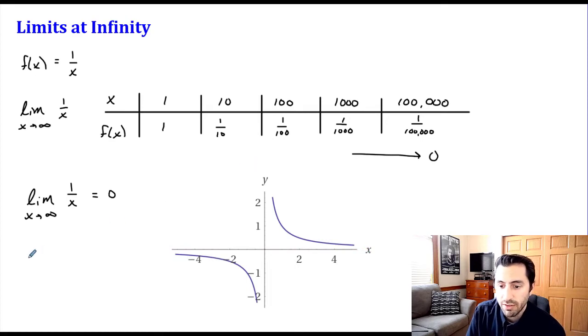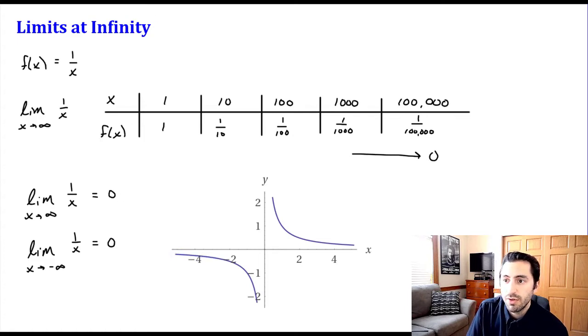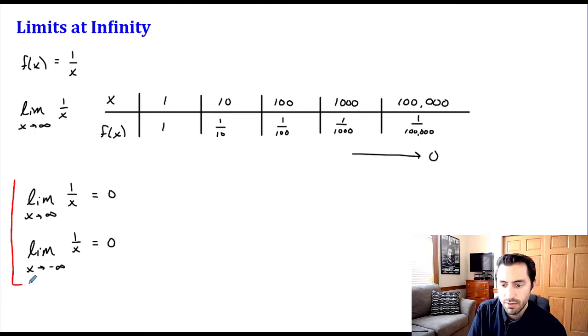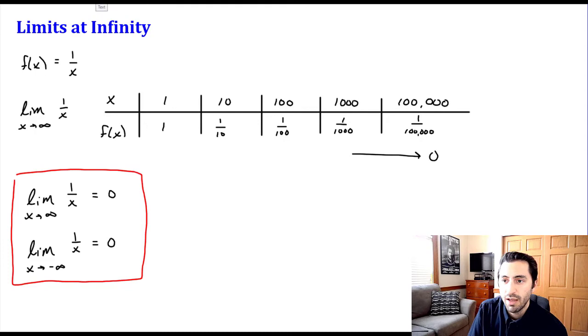We have a similar case if I look at the limit as x approaches negative infinity. So as I approach negative infinity of 1 over x, as I become unbounded in the negative direction, it's also approaching 0. And these two facts are really important, and they're going to help us find the limits as we approach infinity or negative infinity of some other functions as well. So keeping these in mind, let's do a couple examples.